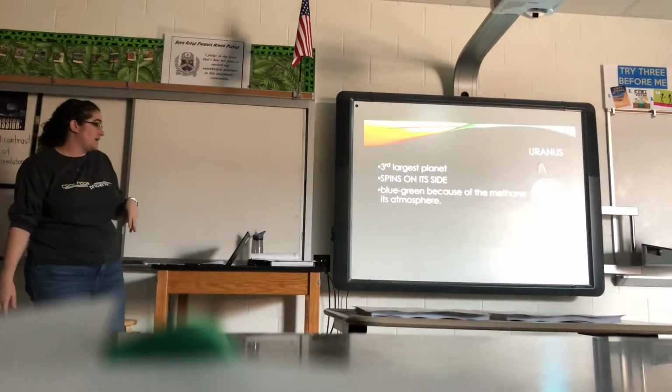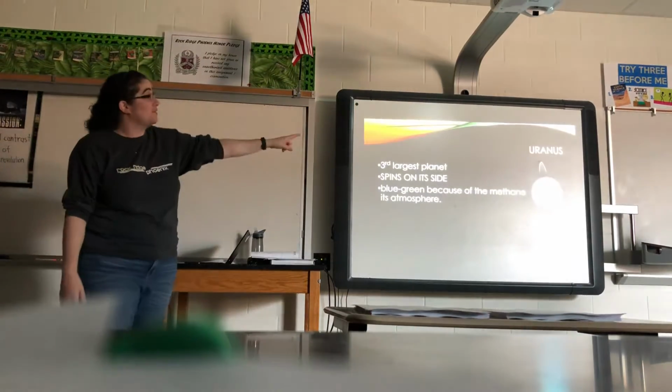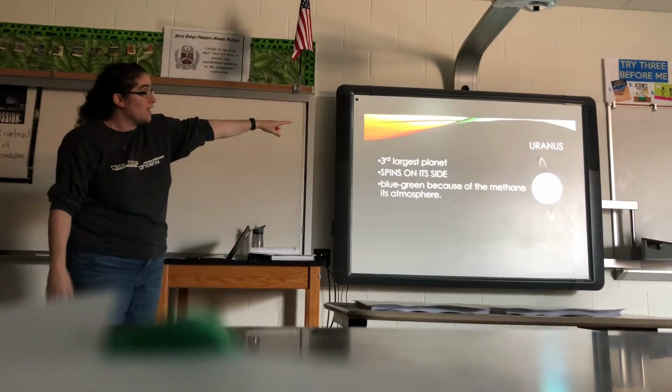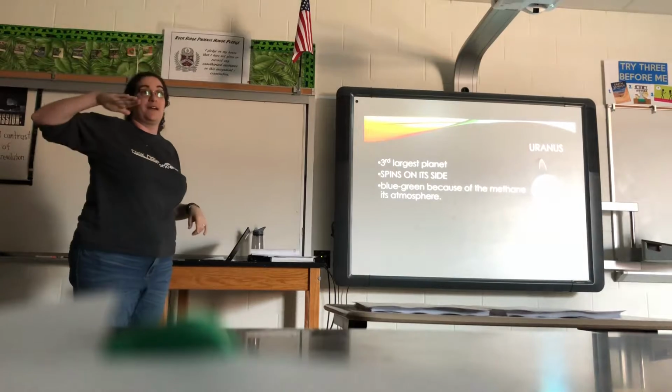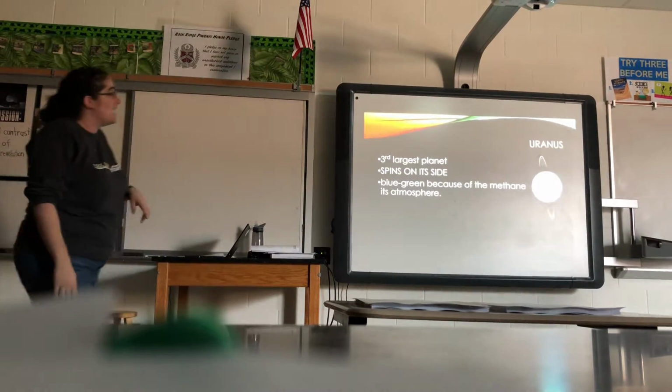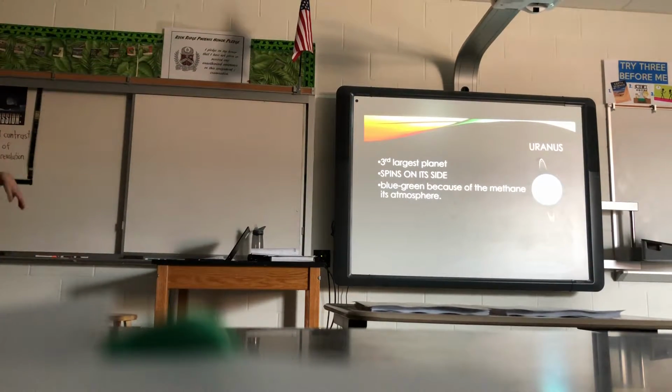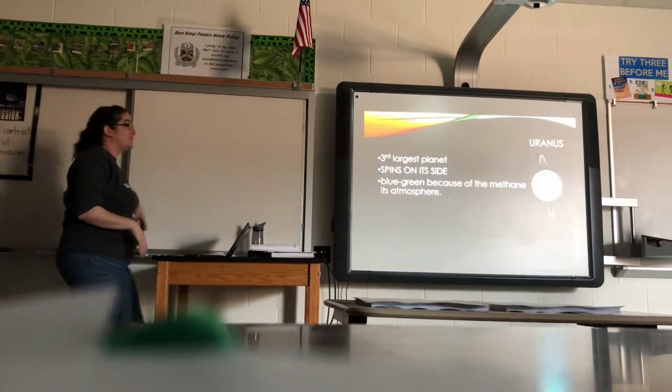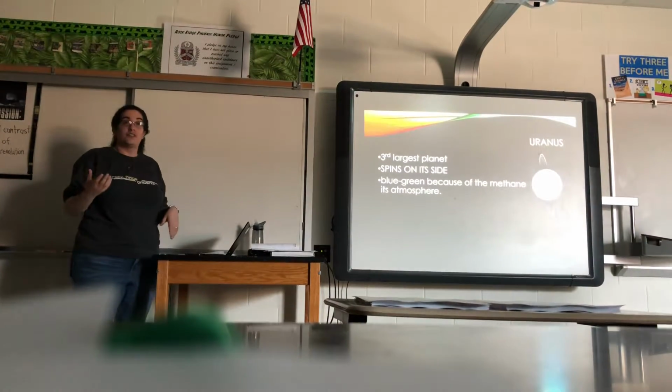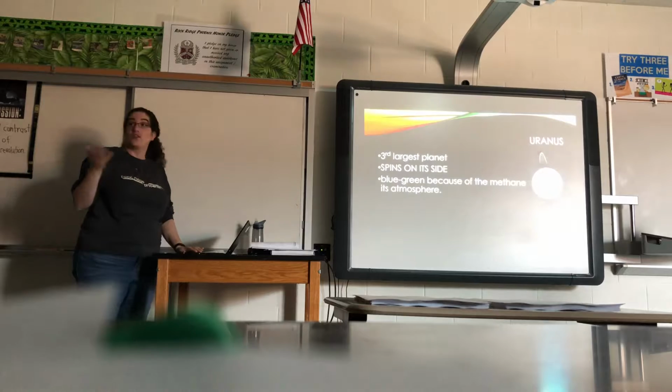All right, Uranus also has rings. It's the 3rd largest planet, and it spins on its side, which is super cool. You can tell by where its rings are that its tilt is actually this way. So it's got like a nice horizontal tilt to it. And it's blue-green because it's got a lot of methane in its atmosphere. So methane is similar to the stuff that we would use to cook our food on the stove.